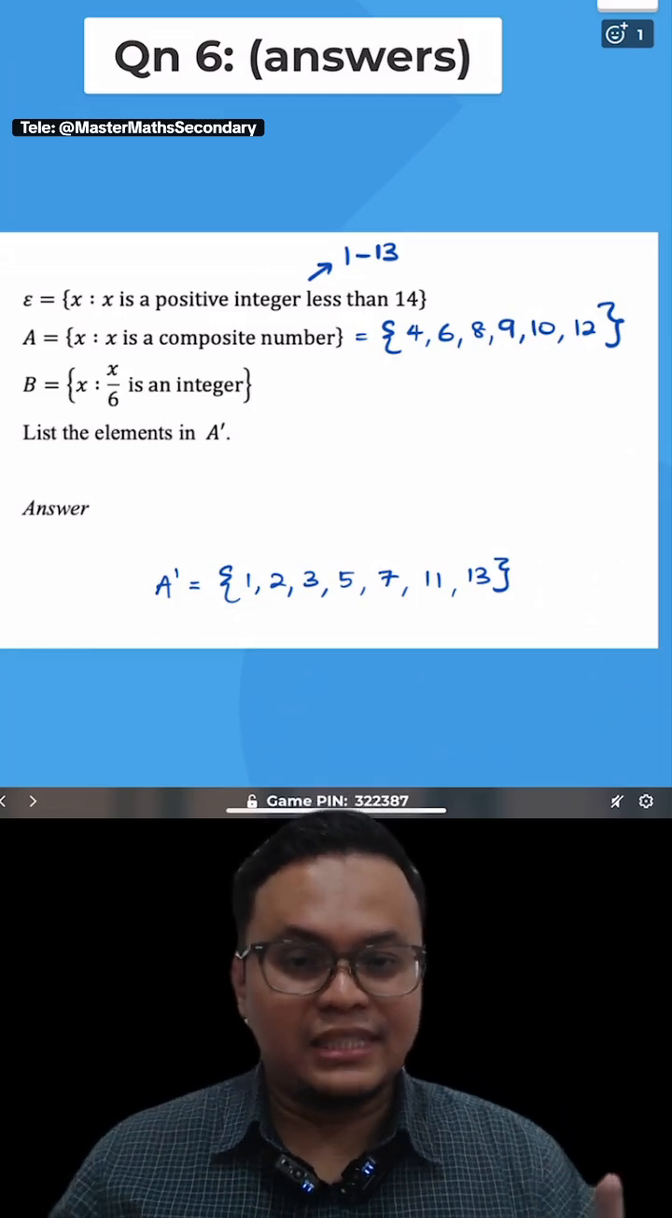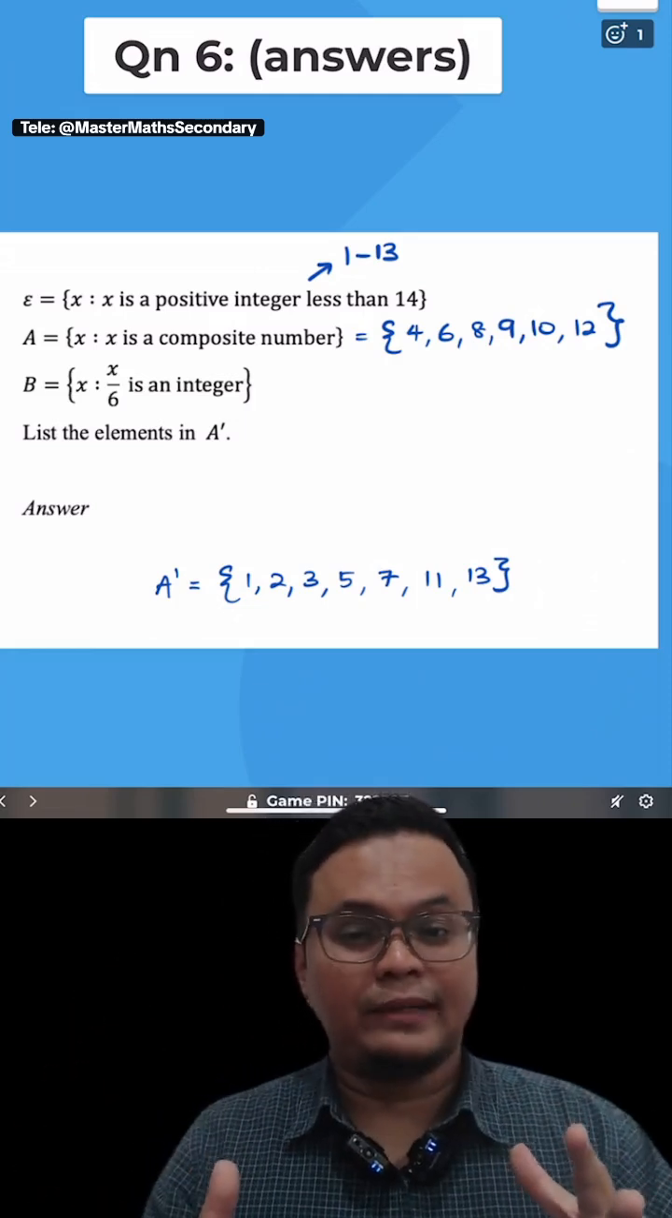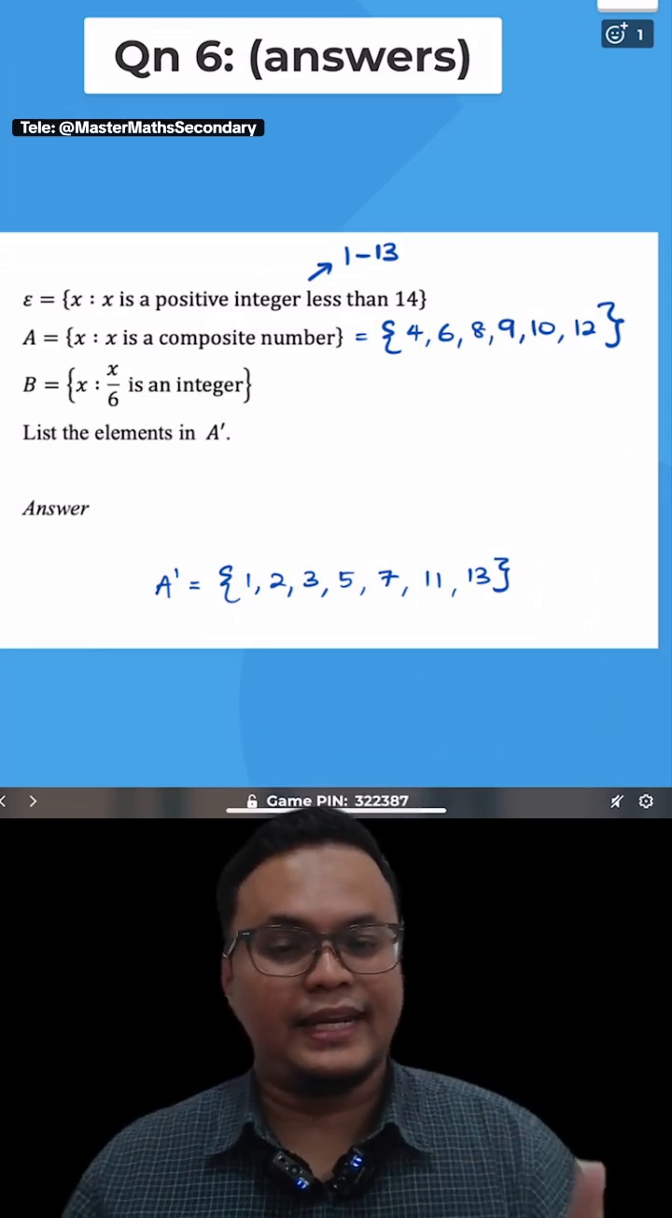These are elements that are found in your universal set, but not found in the set A.